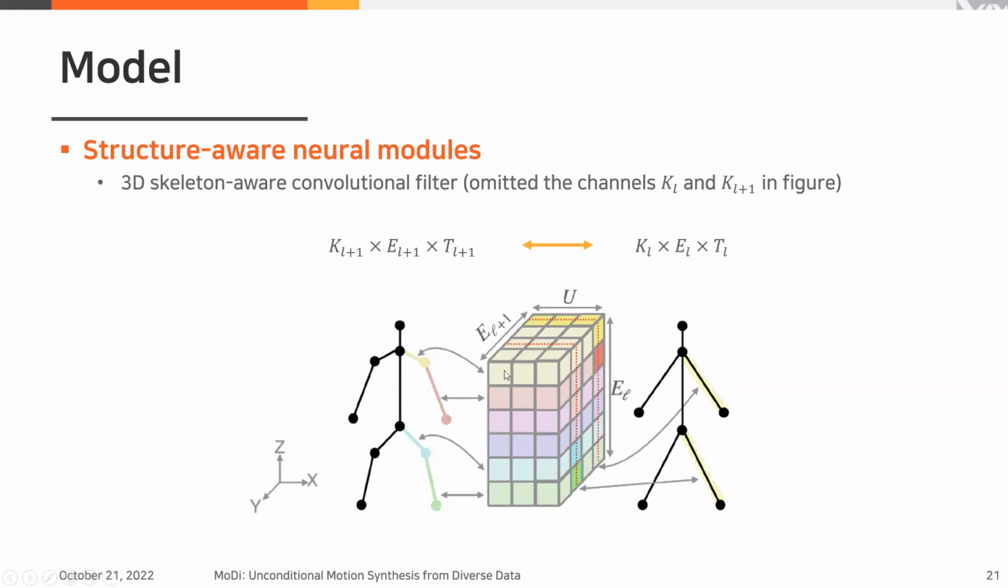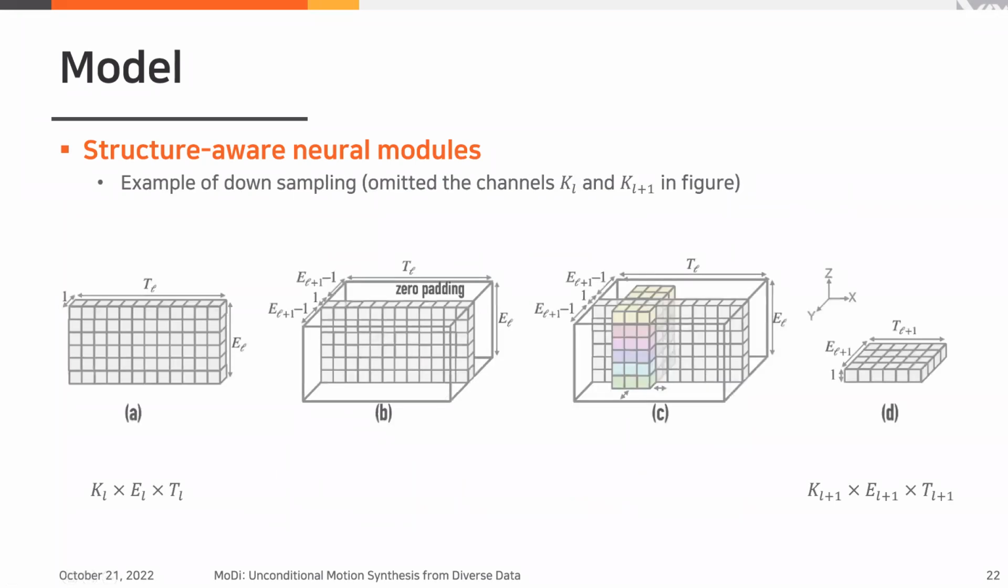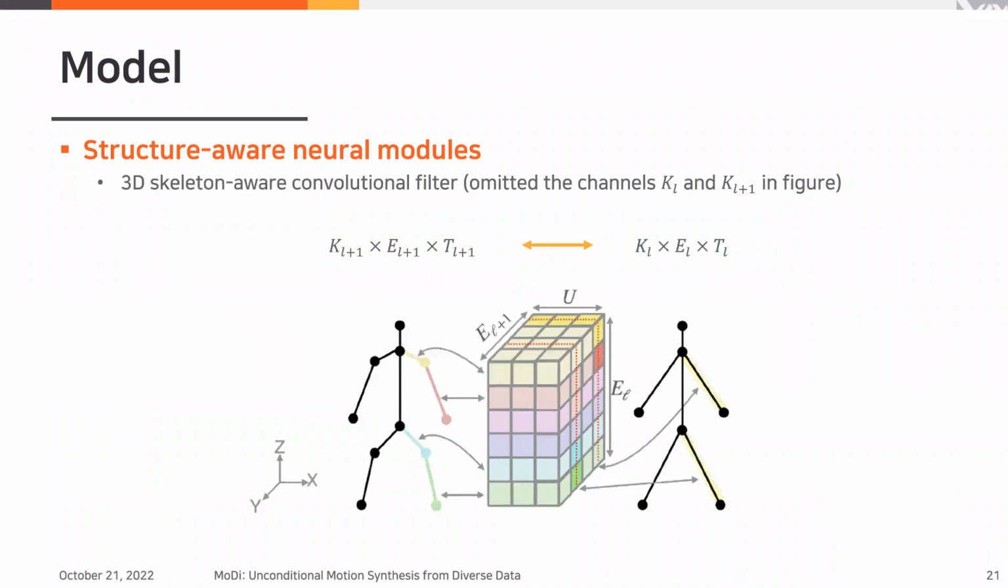So the left arm is convolved with this part and this part, and other parts are ignored. So it is converted like this. Here L represents the level of pooling, the hierarchical level of the network layers.